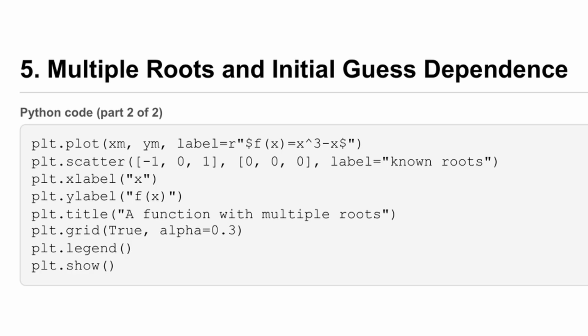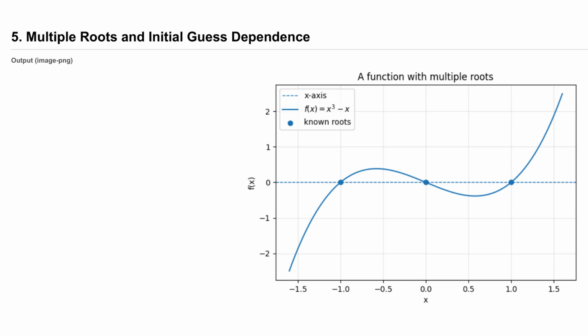We will plot this cubic function between -1.6 and +1.6. By overlaying the known roots as individual points, we can clearly see how the function behaves and where it crosses the 0 line. The plot reveals 3 distinct crossing points. This highlights a key limitation of numerical solvers. They will usually only find one root at a time, so we need a strategy if we want to locate all of them.